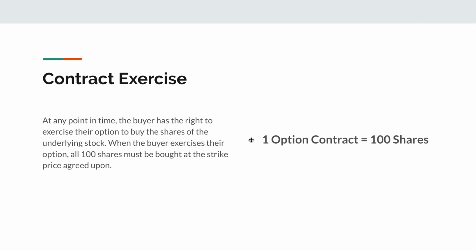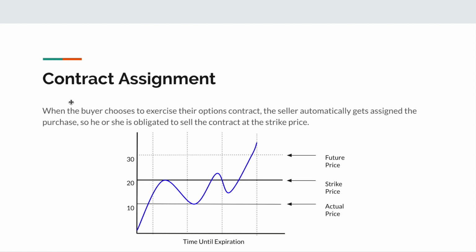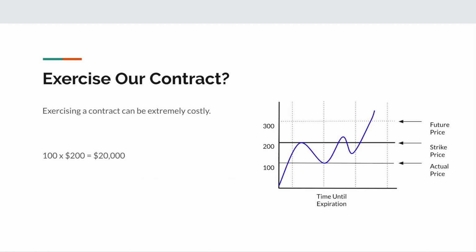Remember, when you're buying an option contract, you're not buying the shares just yet. You just have the option, no pun intended, to buy those 100 shares at the strike price at any given moment that you choose to. And then contract assignment is when the seller gets assigned those 100 shares and he must deliver at the strike price agreed upon. Now, do we exercise our contract at Ayanti Trading? Not necessarily, and we'll show you why in the future, but just know it's extremely costly most of the time to exercise a contract on a very expensive stock. That's why we trade options, because we want to be able to work with a small account but still have large returns. This will make more sense when we show you more strategies.